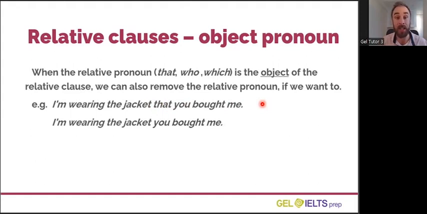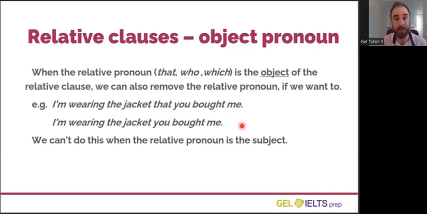I'm wearing the jacket you bought me. That is a correct sentence. Because that is the object, we can remove it. We can't do this when the relative pronoun is the subject.